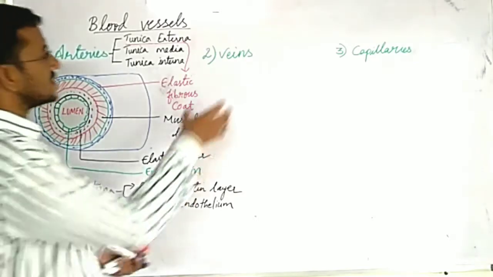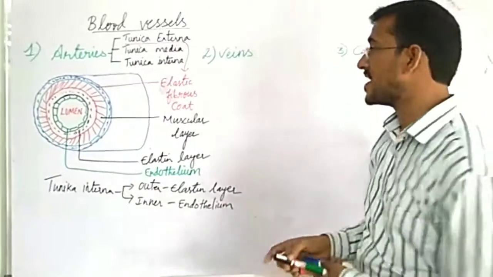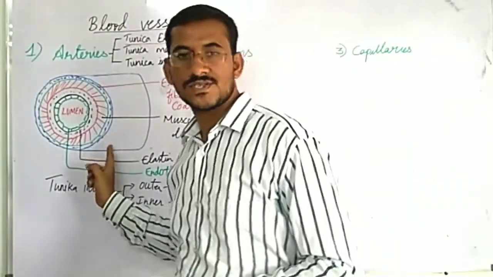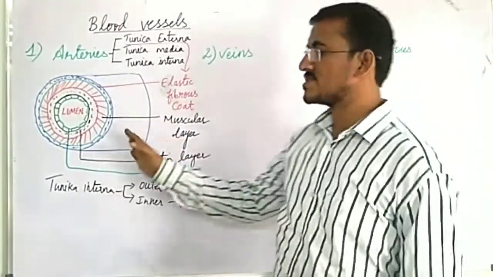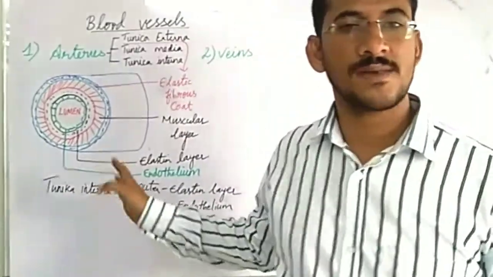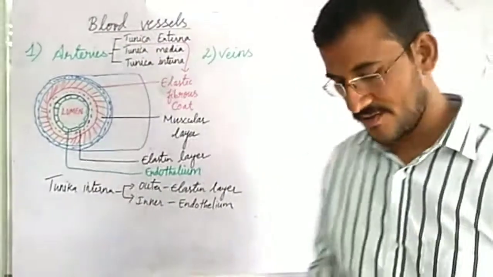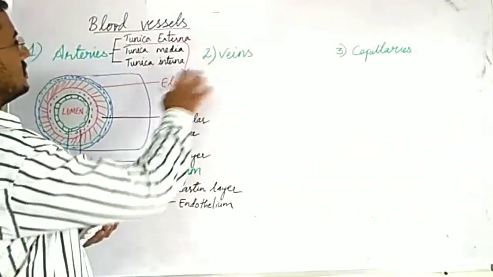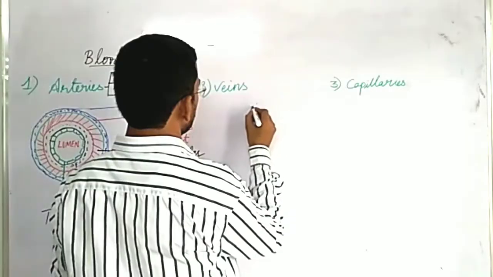Now let us see the structure of vein. This is the transverse section (TS) of artery, and this is a very important diagram. This can be asked in the exam for 1 mark. Now let us see veins.